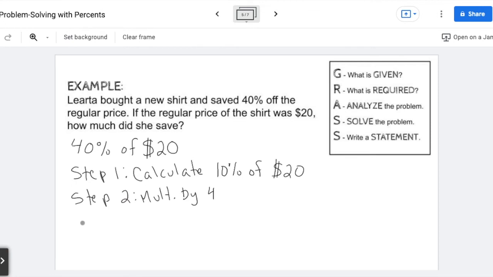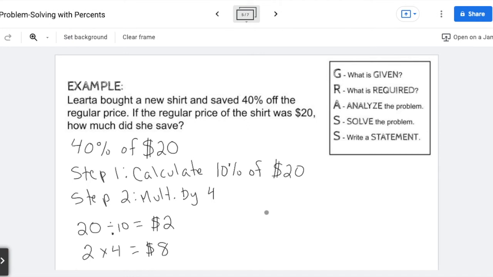Step 1, calculate 10% of $20. So take $20, and I remember the 10% is the same as 1/10. So I divide by 10. 10% of $20 is $2. Step 2 tells me to multiply by 4. So I take my $2, multiply by 4, and the total is $8. So 40% of $20 is $8.